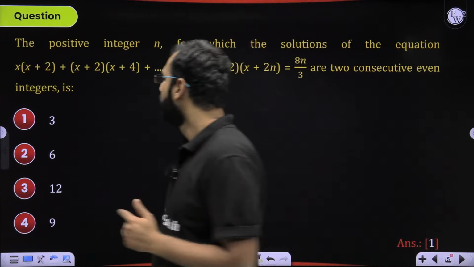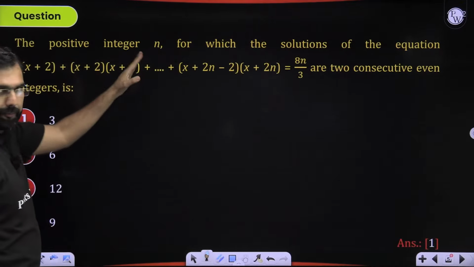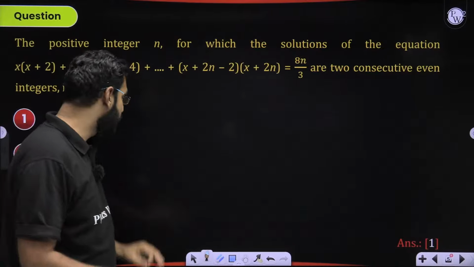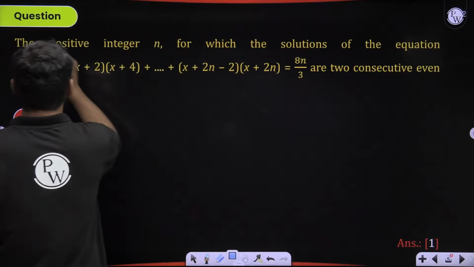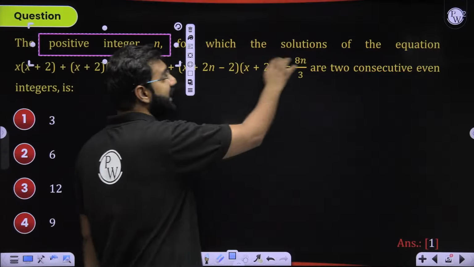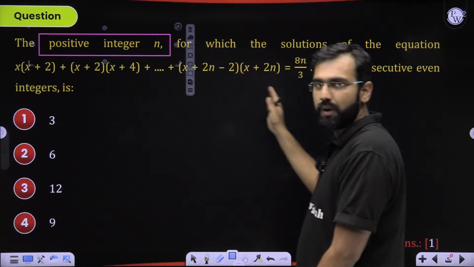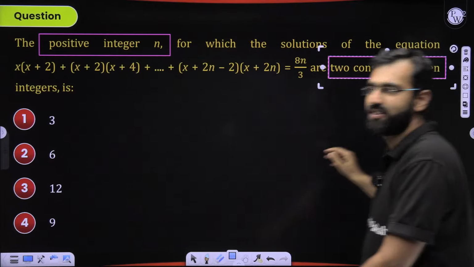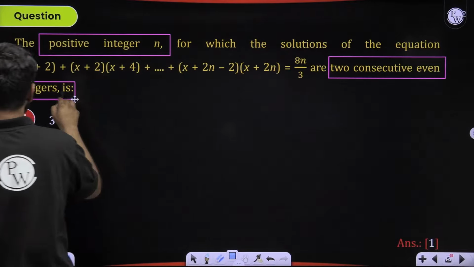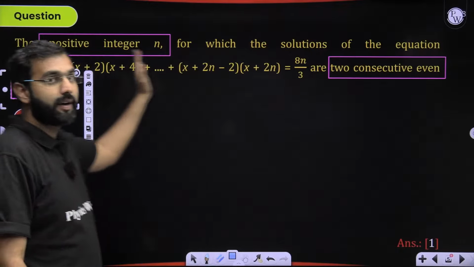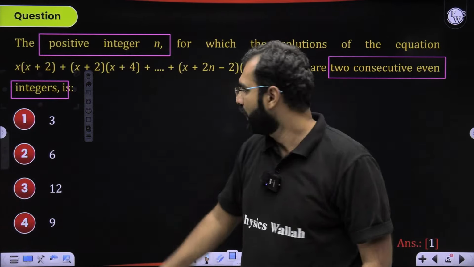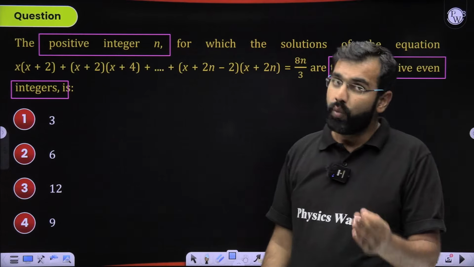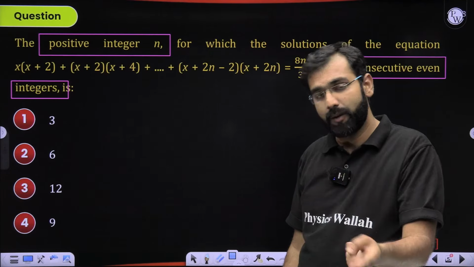So let's solve this. First of all, the positive integer n. So mind you, positive integer n is what they are telling you. For which the solutions of the equation, so this is going to be an equation. Solutions of this equation are two consecutive even integers. Now pay attention to this part, students. Can you help me with this? Is it not going to be a quadratic? Forget n. n could be anything, which is what we are supposed to decide, which we can verify with the help of hit and trial as well.